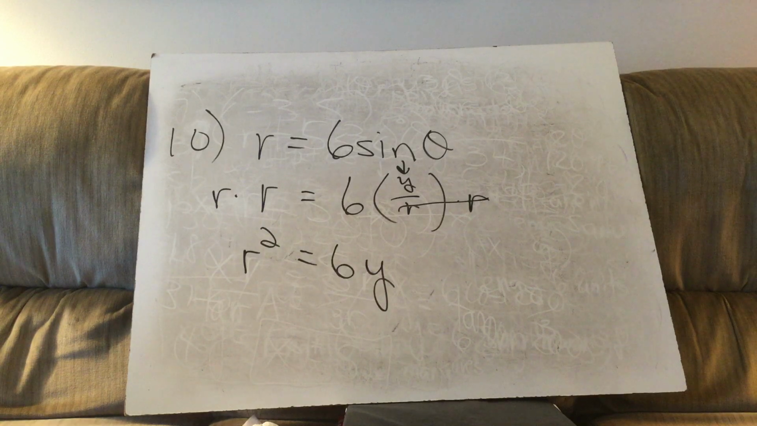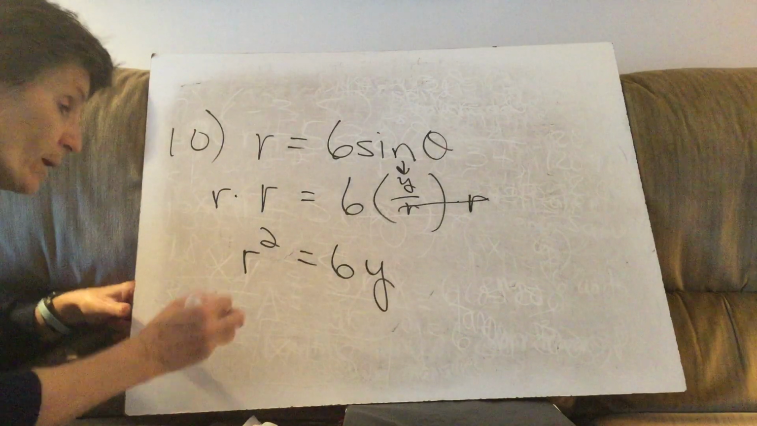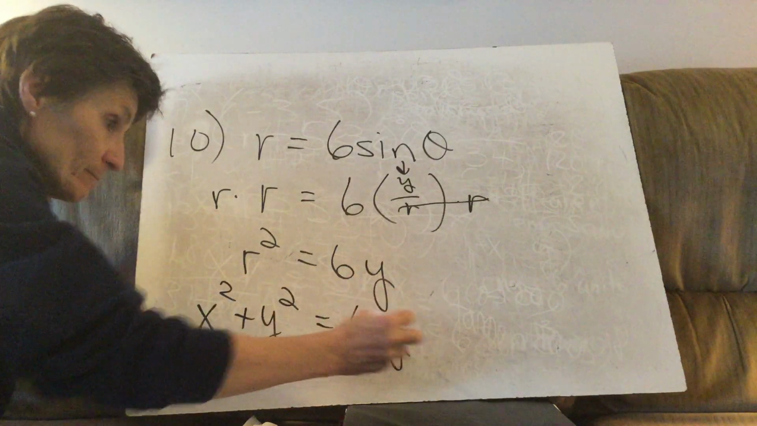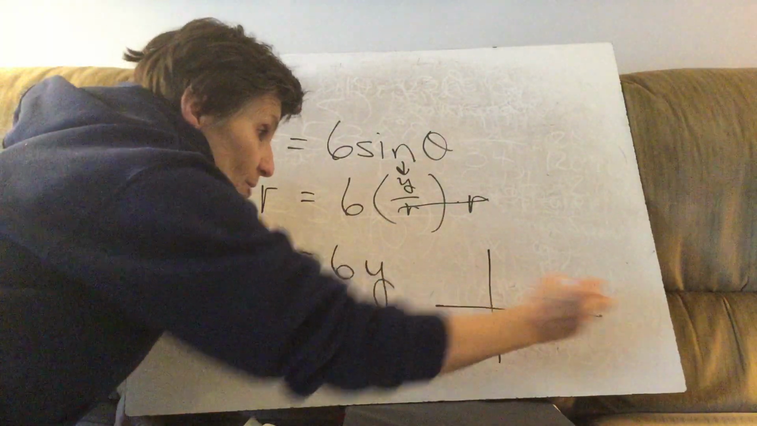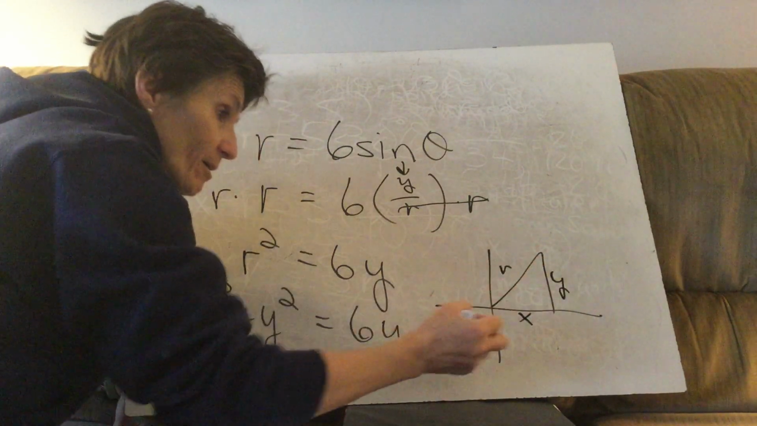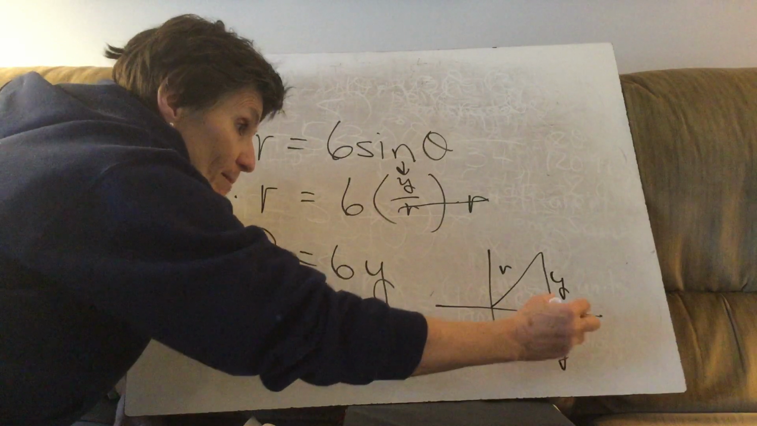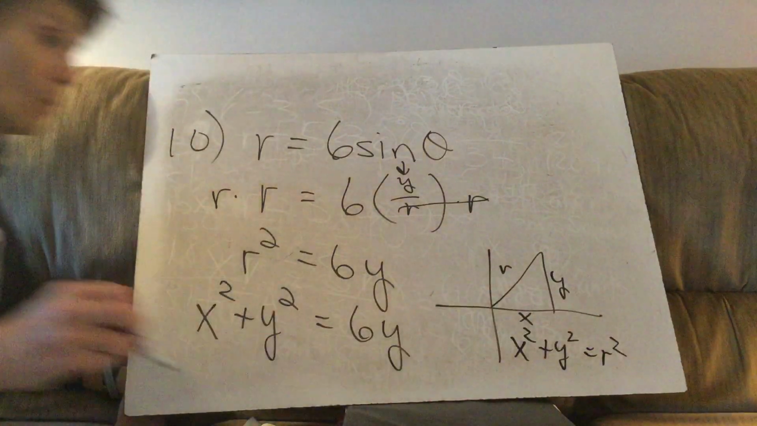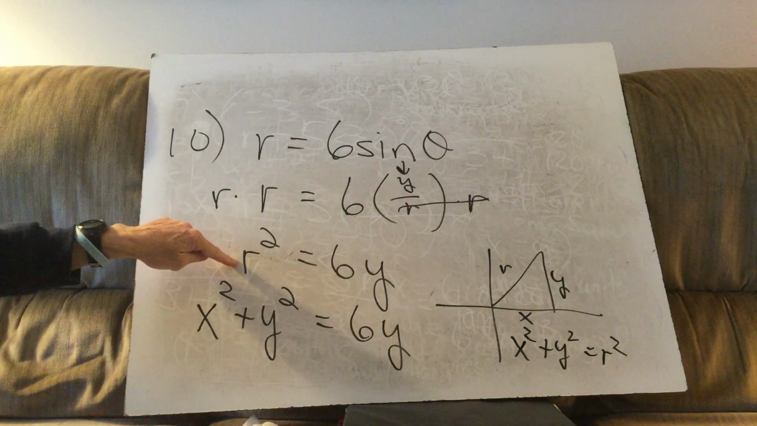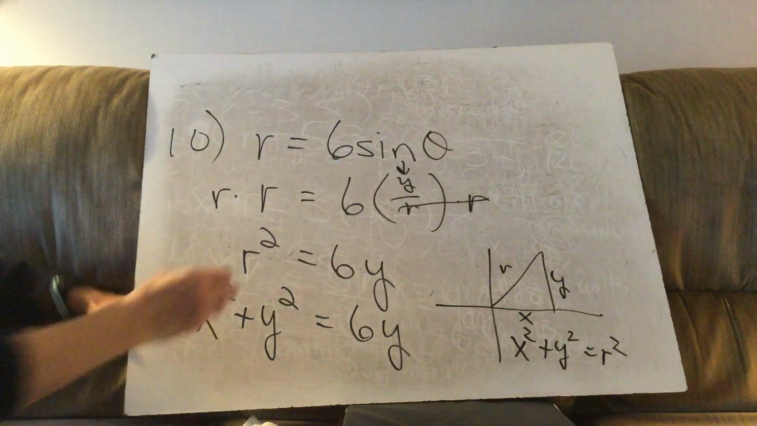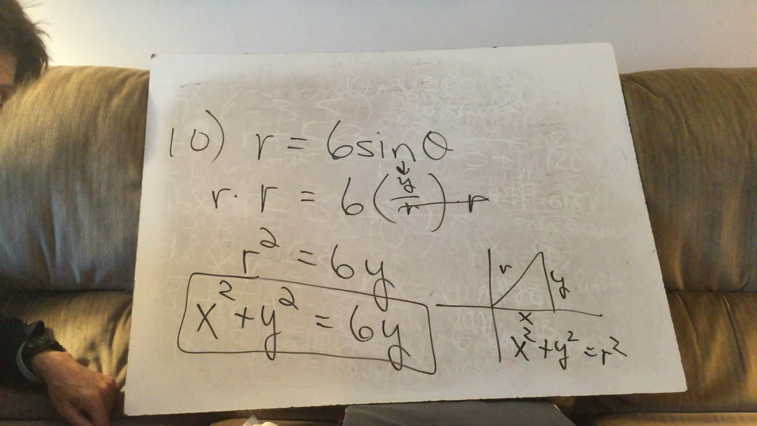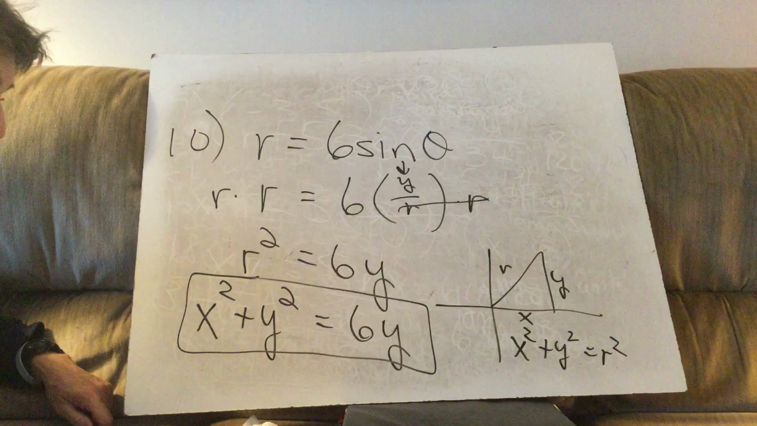And then, as you'll recall from the notes, r squared is x squared plus y squared. Because in your right triangle, this is x, this is y, this is r. The Pythagorean theorem says x squared plus y squared always equals r squared. So when you have an r squared, you can replace it with x squared plus y squared, and there is your rectangular equation.